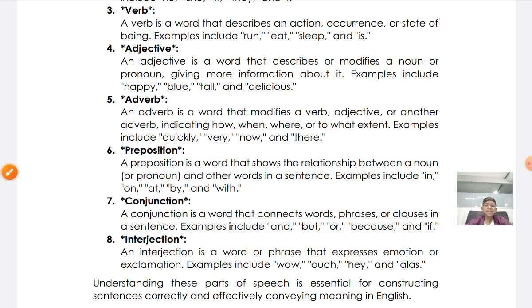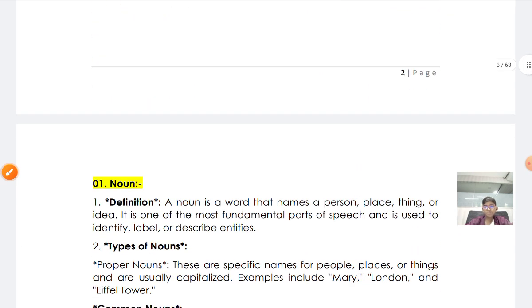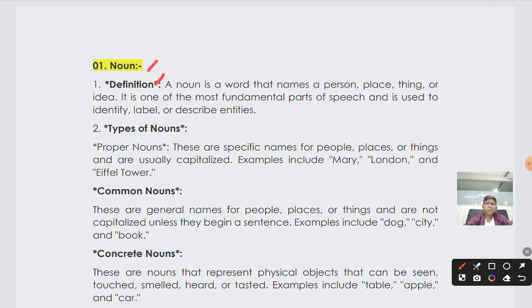So understanding the parts of speech is essential for constructing sentences correctly and effectively, conveying meaning in English. So next comes the noun. We're going to see a detailed explanation of noun. So noun. Definition. A noun is a word that names a person, place, thing, or idea.